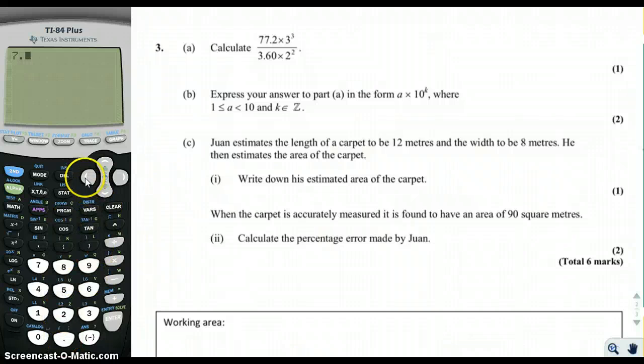77.2 times 3 cubed. And I don't think there's a cubed here. The way you do cubed, yeah, I don't see any cubed here, is you do math, and then there's the cube right there on number 3. You can either go down with the scroll or you can hit 3. Okay, 3 cubed.